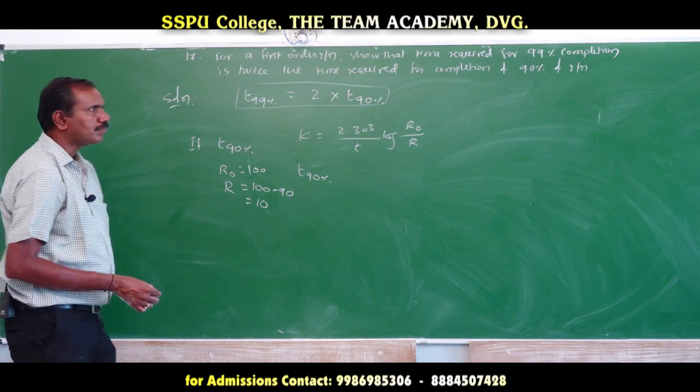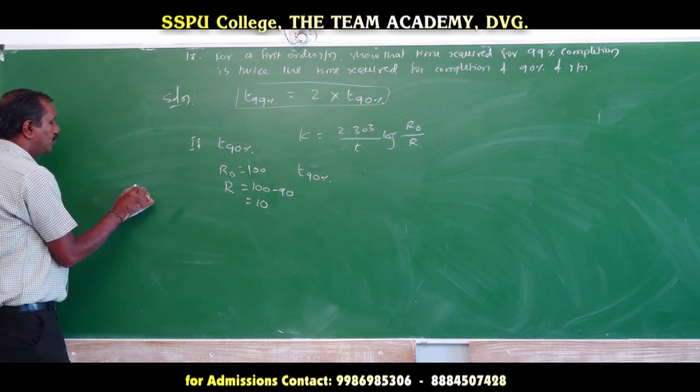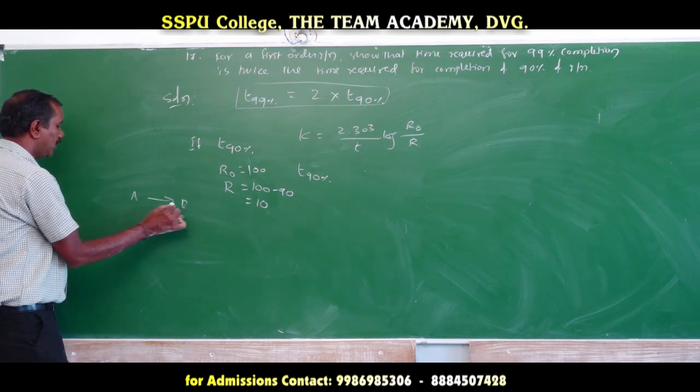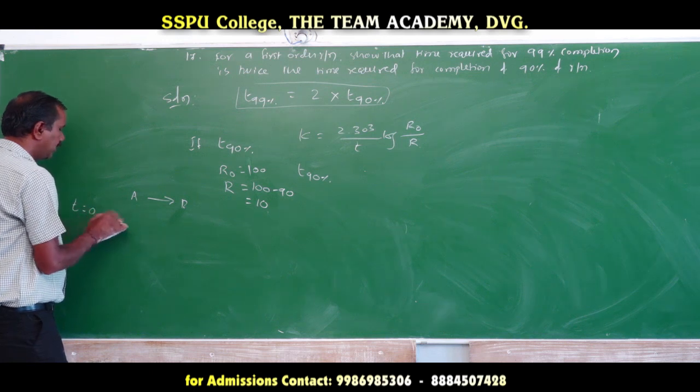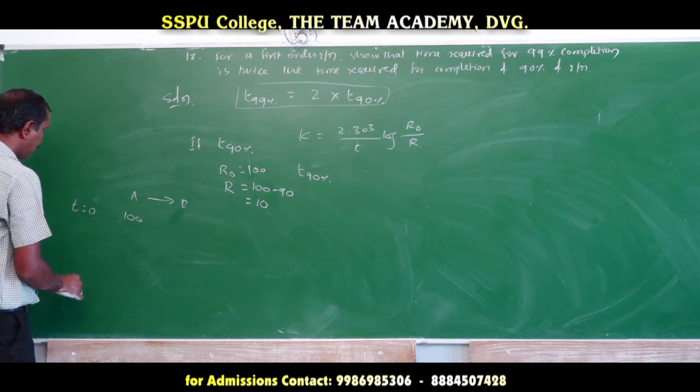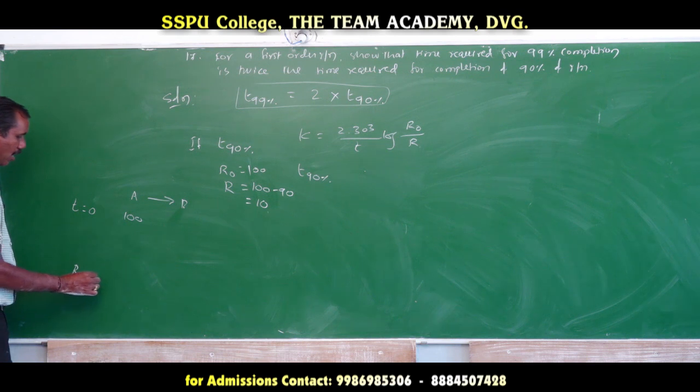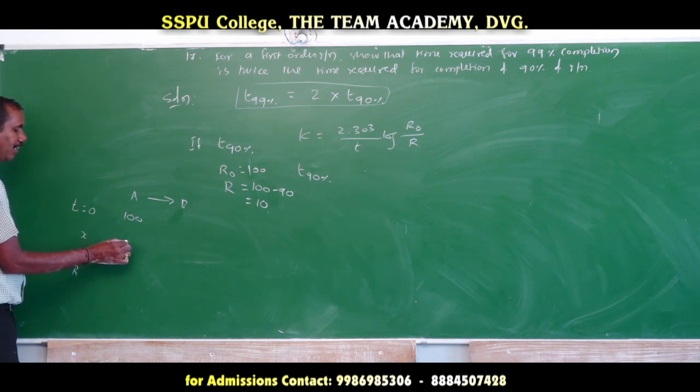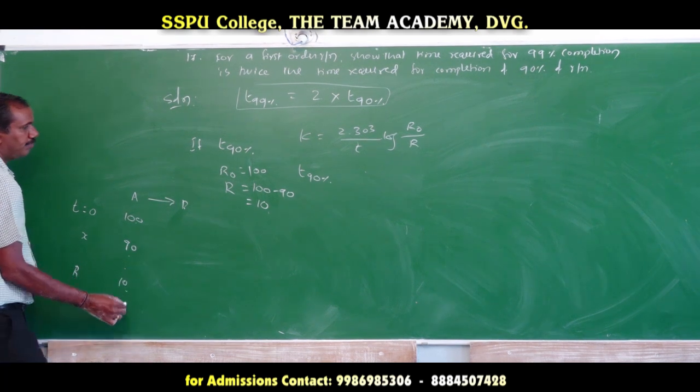Okay, you see? So if reactant A is there, it becomes product. Initially it is 100. Left behind is R. R should be the reacted, that is what X should be, 90%. Left behind is nothing but initial minus X, that is what? 10. R.